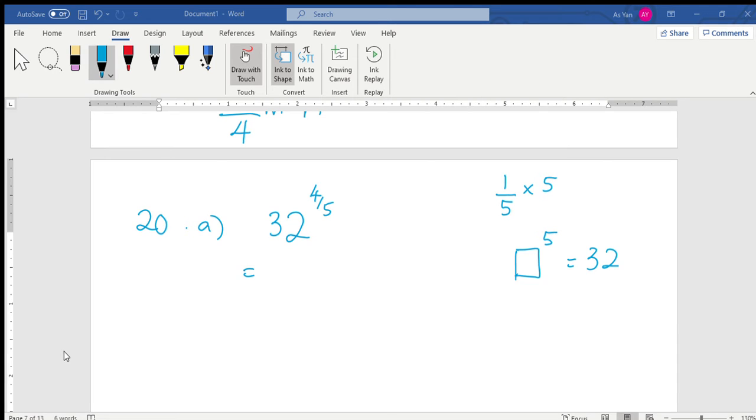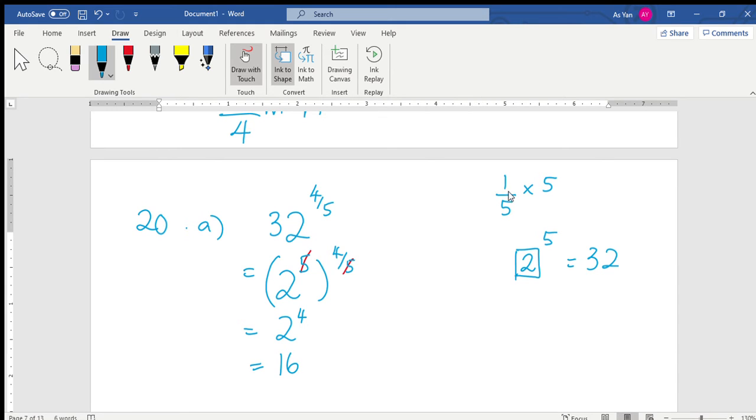2 to the power of 5 equals to 32. So that means the base is 2. So this 32 we change to base 2, 2 to the power of 5, raising the power of 4 over 5. So we can simplify, 5 and 5 cut. What is left is 2 to the power of 4. So 2 to the power of 4 is 16.